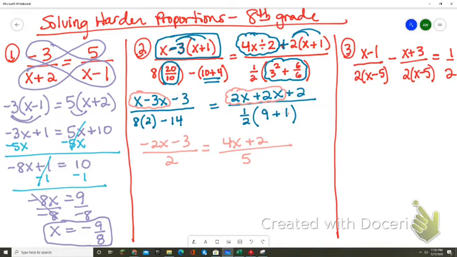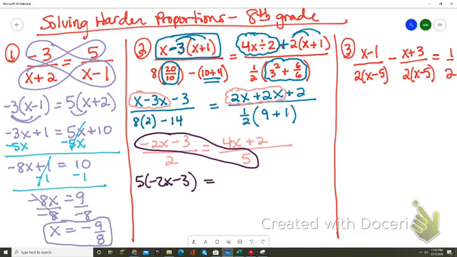So now we can cross multiply. So we're going to take 5 times -2x minus 3 equals 2 times 4x plus 2.